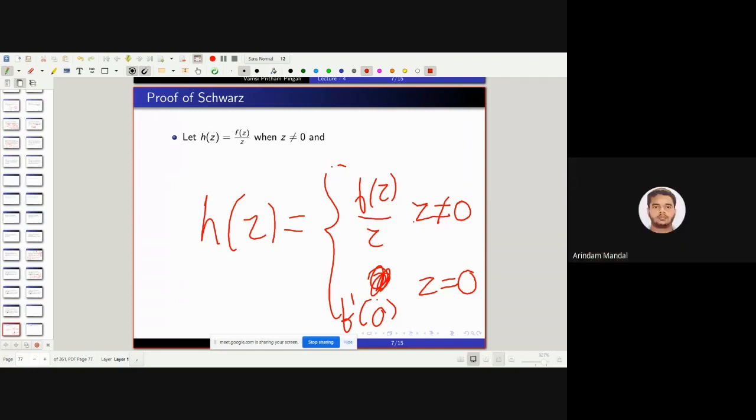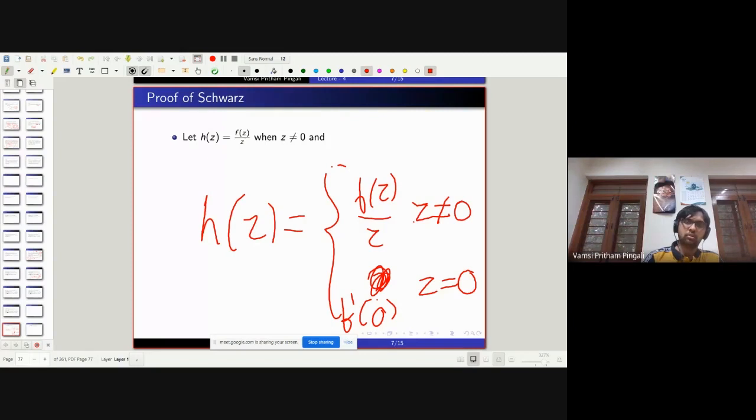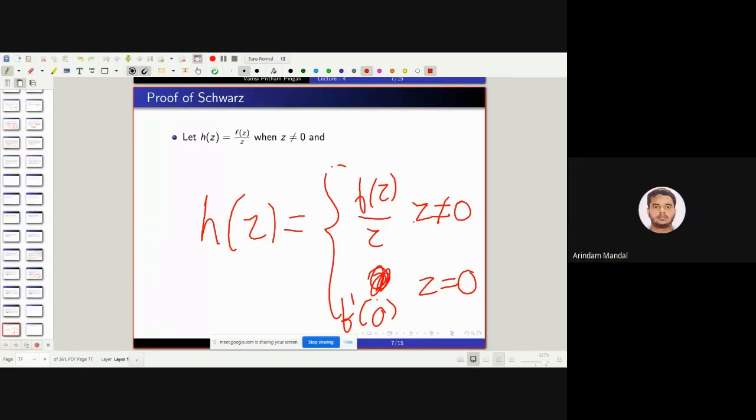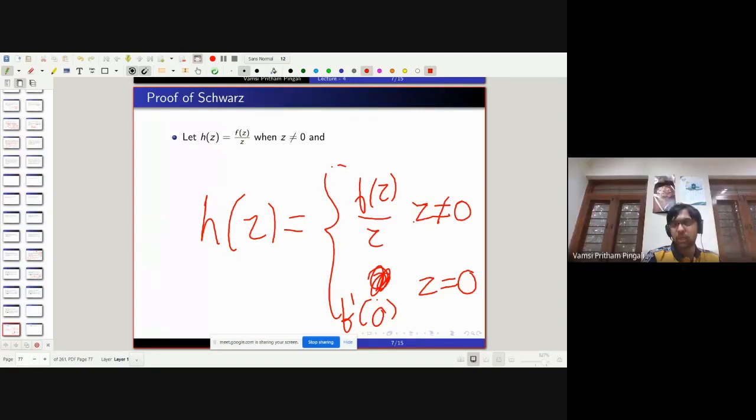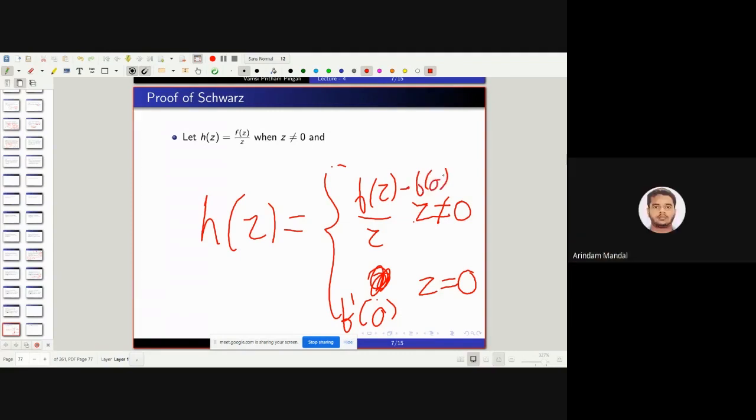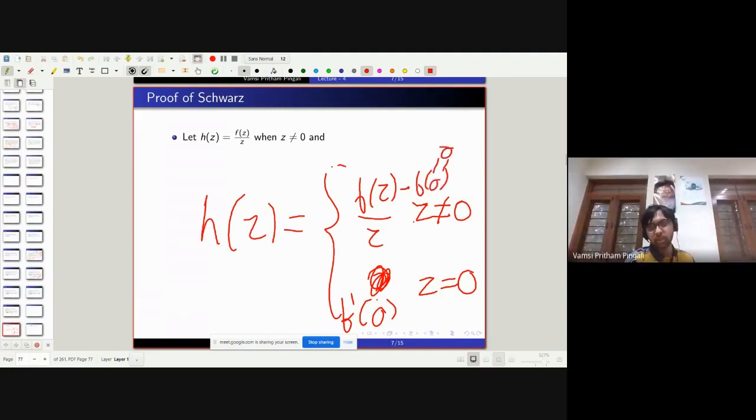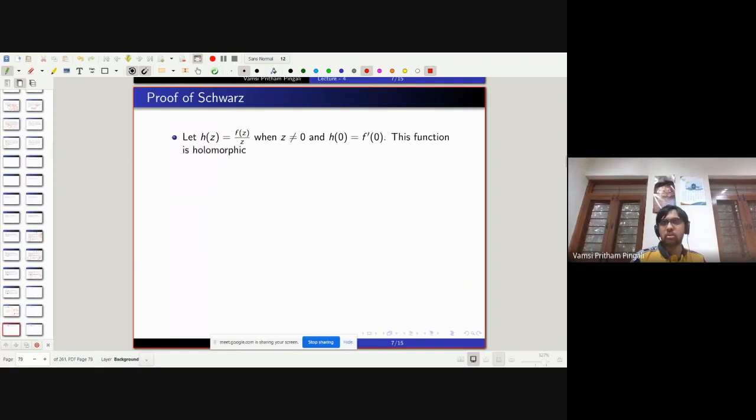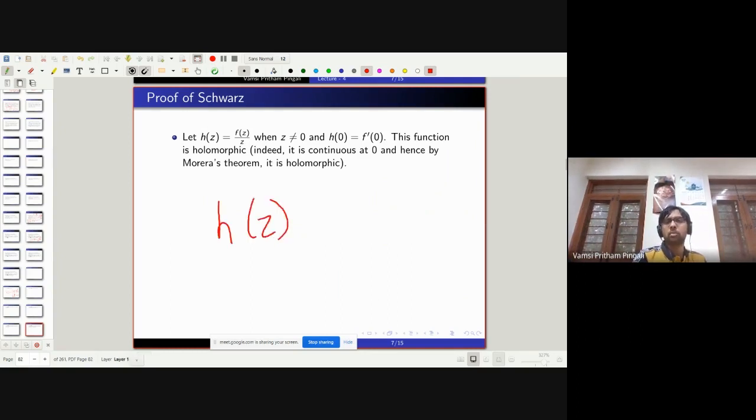Sir, if we take the limit z tends to 0 of h of z, that will give me f dash 0, because f of 0 is 0. Right. Okay. So this function is holomorphic. I mean, you don't need to use anything fancy. So how do you prove that h of z is holomorphic?